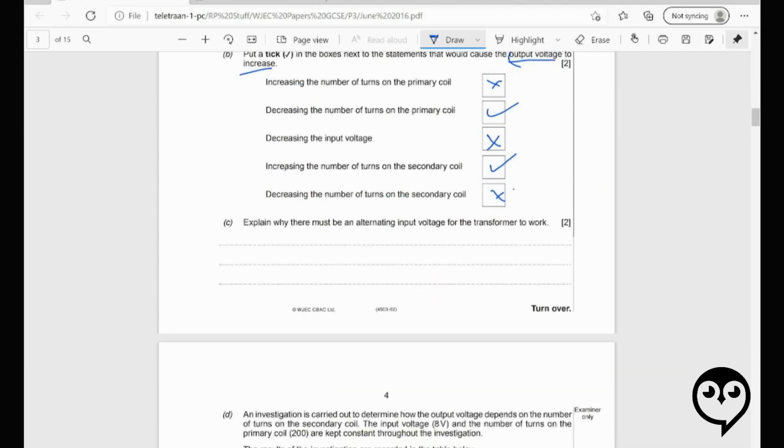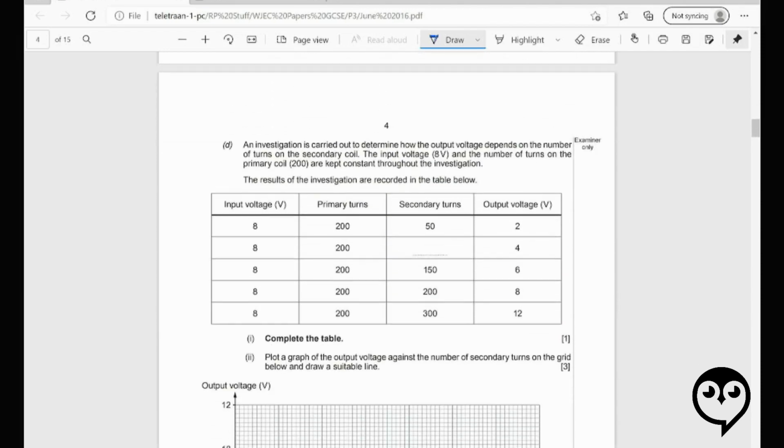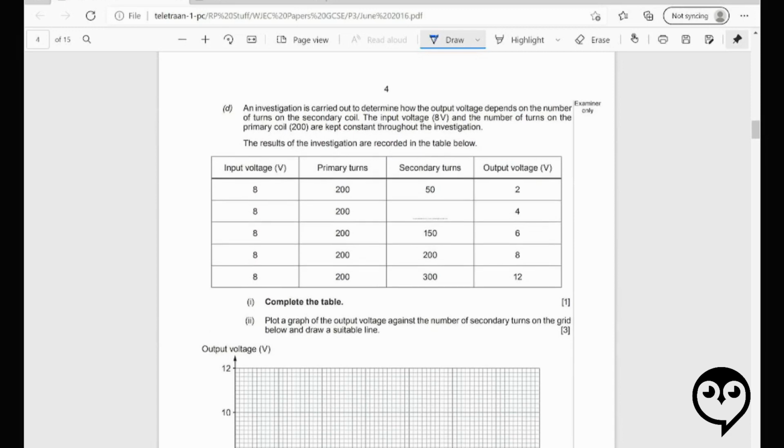Explain why there must be alternating current. We need an alternating current in order for the magnetic field to be alternating so that we can induce a current in the coil. Something along those lines. Induce an EMF in the secondary.